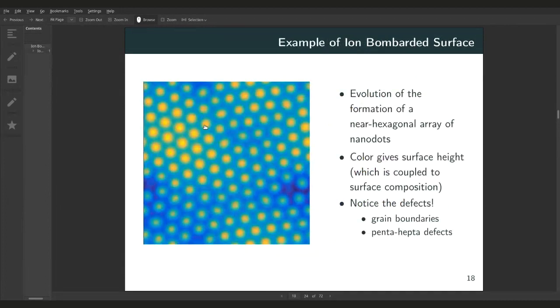Because my composition and my surface height are coupled, we're going to run all of our analysis with the surface height. But I have run it with the surface composition, and you end up with very similar results. The surface composition actually visually looks very similar to the surface height, so there's not a lot of lag there. So this is just an example of the formation of these patterns.